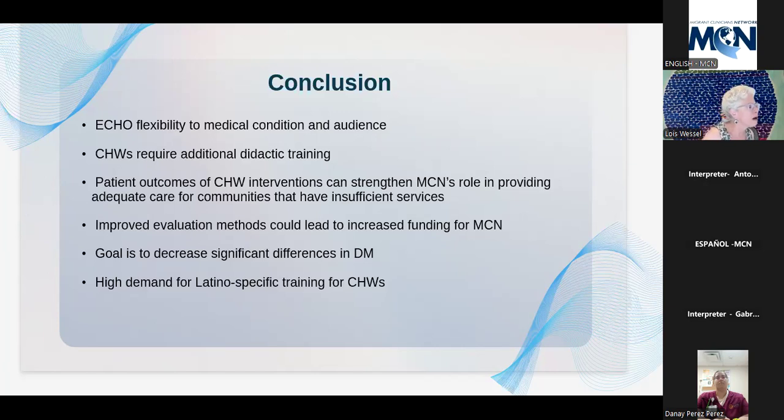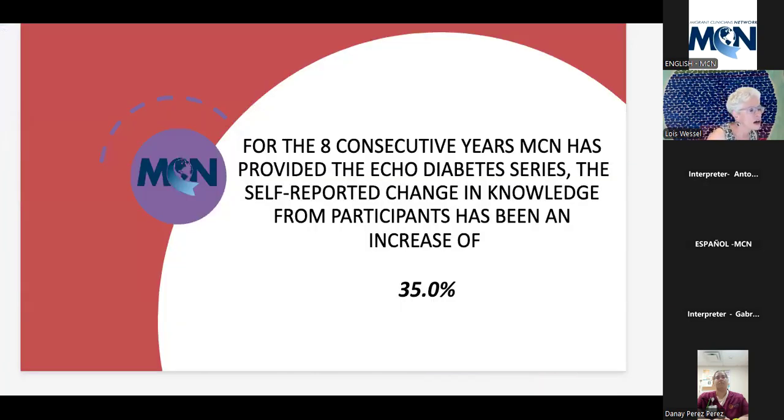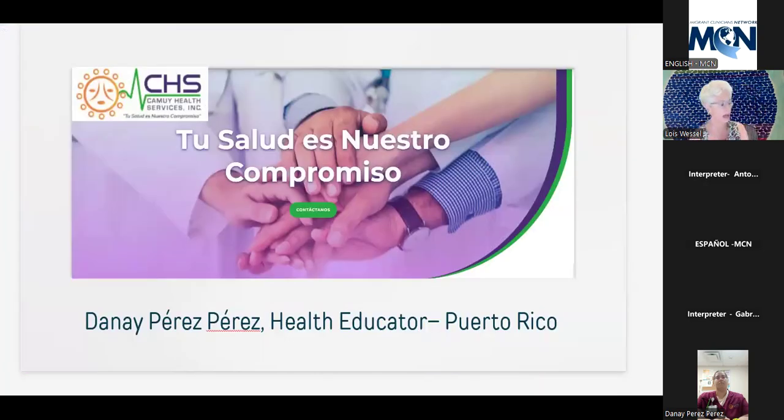So again, I apologize that I skipped this slide. That was not intentional, but I'd like to turn it over to Danae, who was one of the CHWs from Puerto Rico who participated in our class. And let me jump in really quickly. Danae is going to do her little presentation in Spanish. So for those of you listening in English, you might want to change your channel.